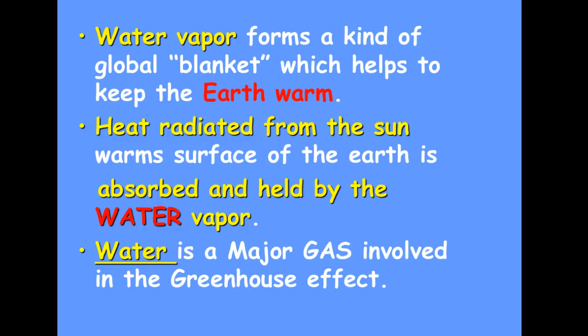Where's this heat coming from? When the heat is radiated from the sun, it's going to warm the surface of the earth, and that heat is going to be absorbed and held by water vapor. And this is going to make water vapor one of the major greenhouse gases that help to keep our planet warm. All right, and that ends the third property.